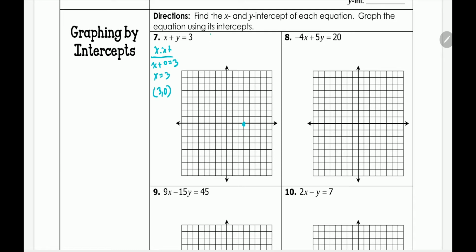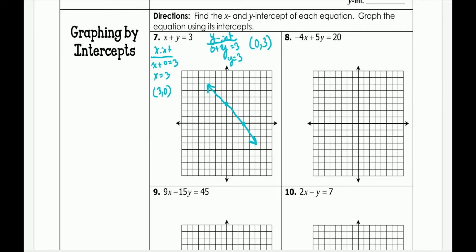Okay, let's move on to the y-intercept. In this case, we're going to set x equal to 0 and solve for y. So we have 0 plus y is equal to 3. In other words, we have y is equal to 3. That tells me to graph (0, 3) as our point. So we connect these with a straight line. And if you look there, that gives us our graph.